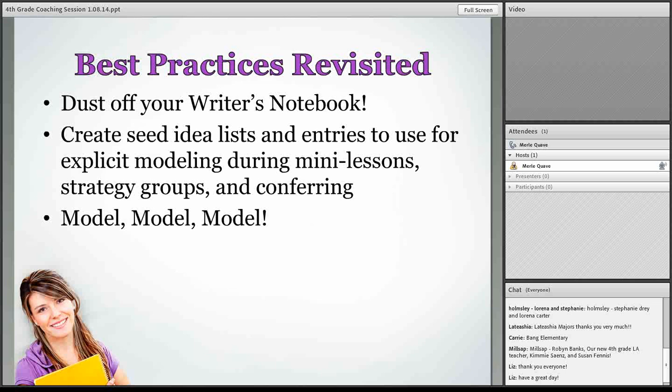And again, best practices revisited. Take your writer's notebook. Get ready for this poetry writing unit by creating seed idea lists and entries to use for modeling during the mini lessons, strategy groups, and conferring, and always model, model, model.